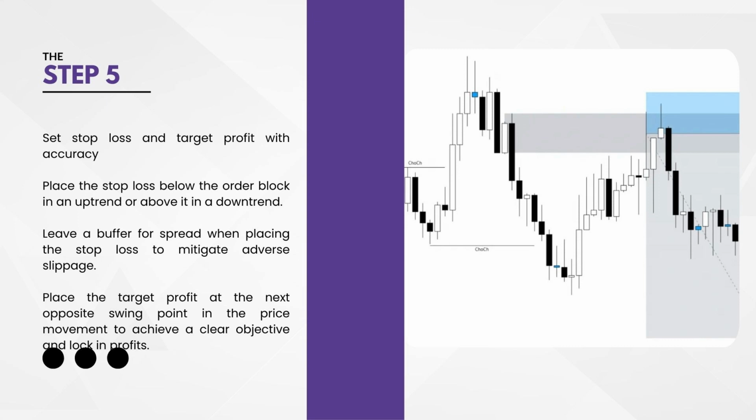Set stop loss and target profit with accuracy. Place the stop loss below the order block in an uptrend or above it in a downtrend. Leave a buffer for spread when placing the stop loss to mitigate adverse slippage.